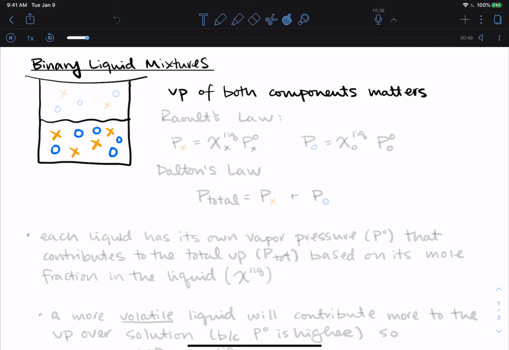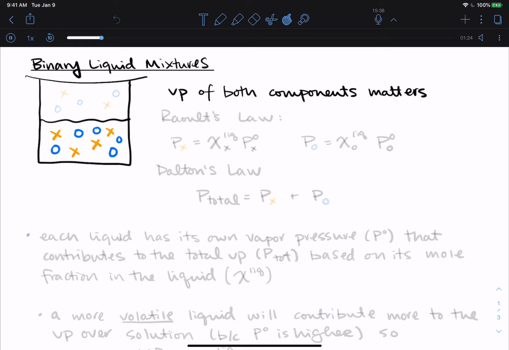And if you look at this picture, I have some solution. I've used some orange X's and blue O's to show the different components in the solution. So one is some liquid, the other is some other liquid that we've mixed together. And each will have its own vapor pressure over the solution. And it's going to depend on the same stuff that we saw before: whatever its normal pure vapor pressure is, and its mole fraction in the solution.